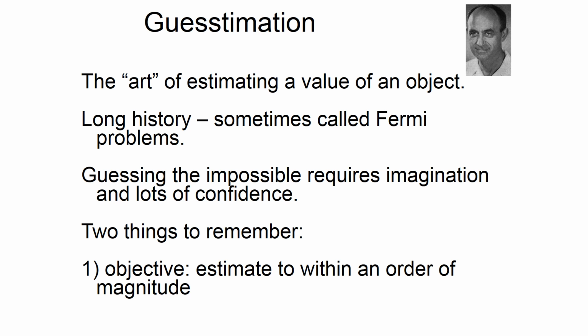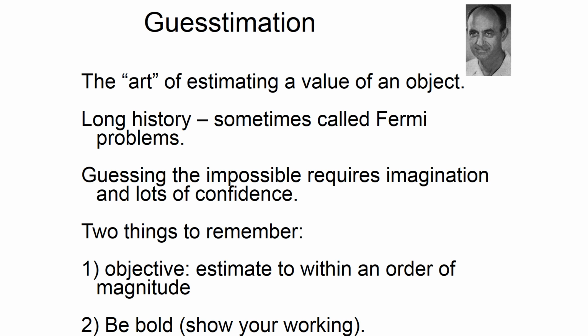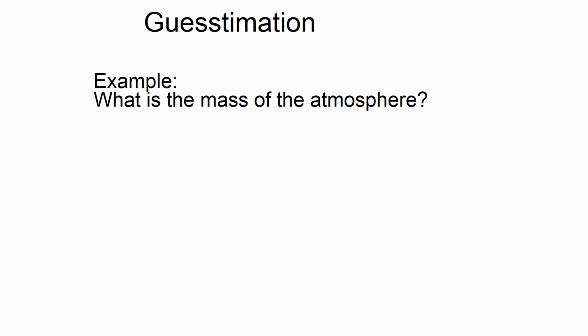So you're not trying to get the right number, you're just trying to get a number to within an order of magnitude, so that's plus or minus a factor of 10. So if the answer was 30, getting an answer of 10 or 100 would be okay. And always show your working when you're going through these, because if you end up with something that looks a bit odd, that helps you go back and find out where you might have gone wrong. So we'll just go through an example of that.